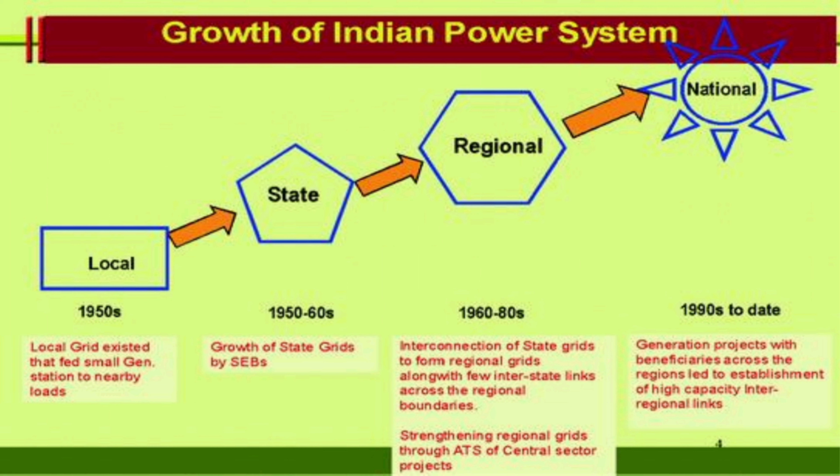And after that, from 1992 till date, there is the national grid. The national grid means the generation of projects with beneficiaries across regions led to the establishment of high capacity inter-regional links. So now here is the Indian power grid.